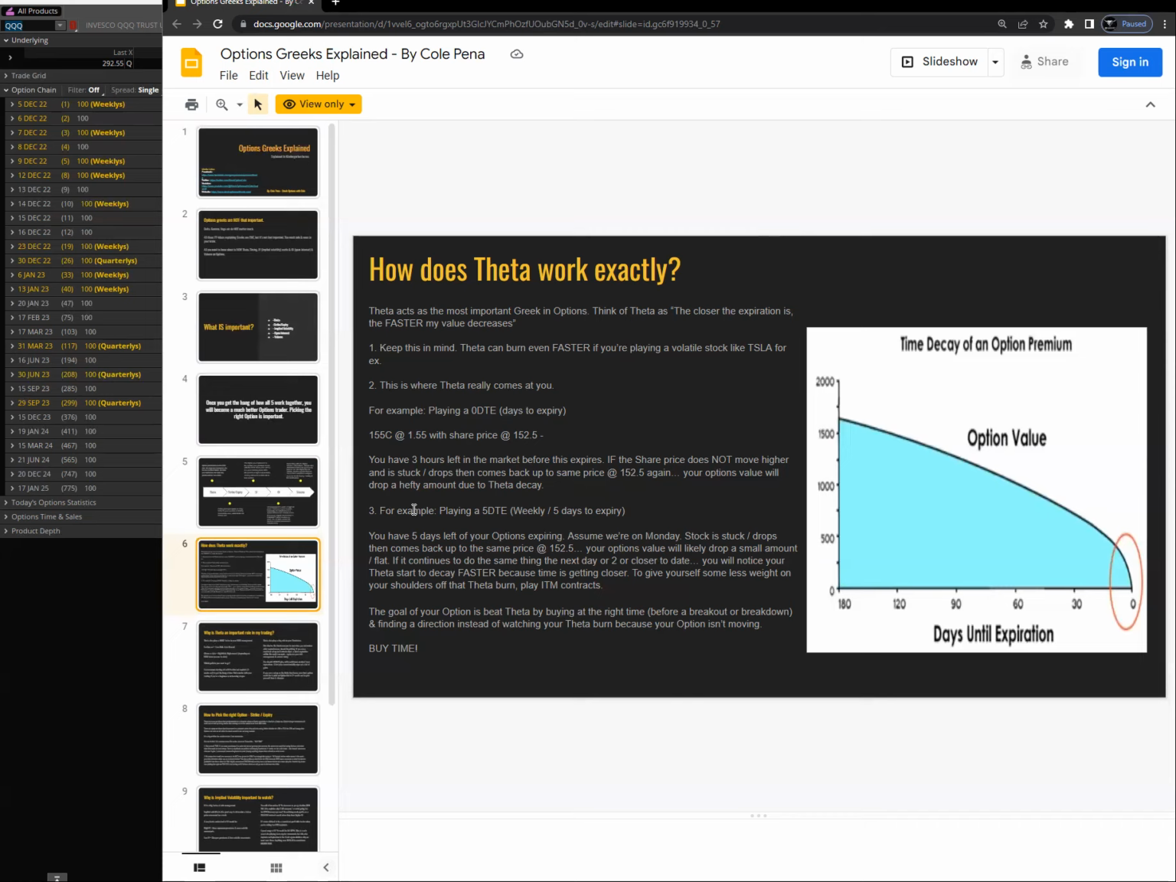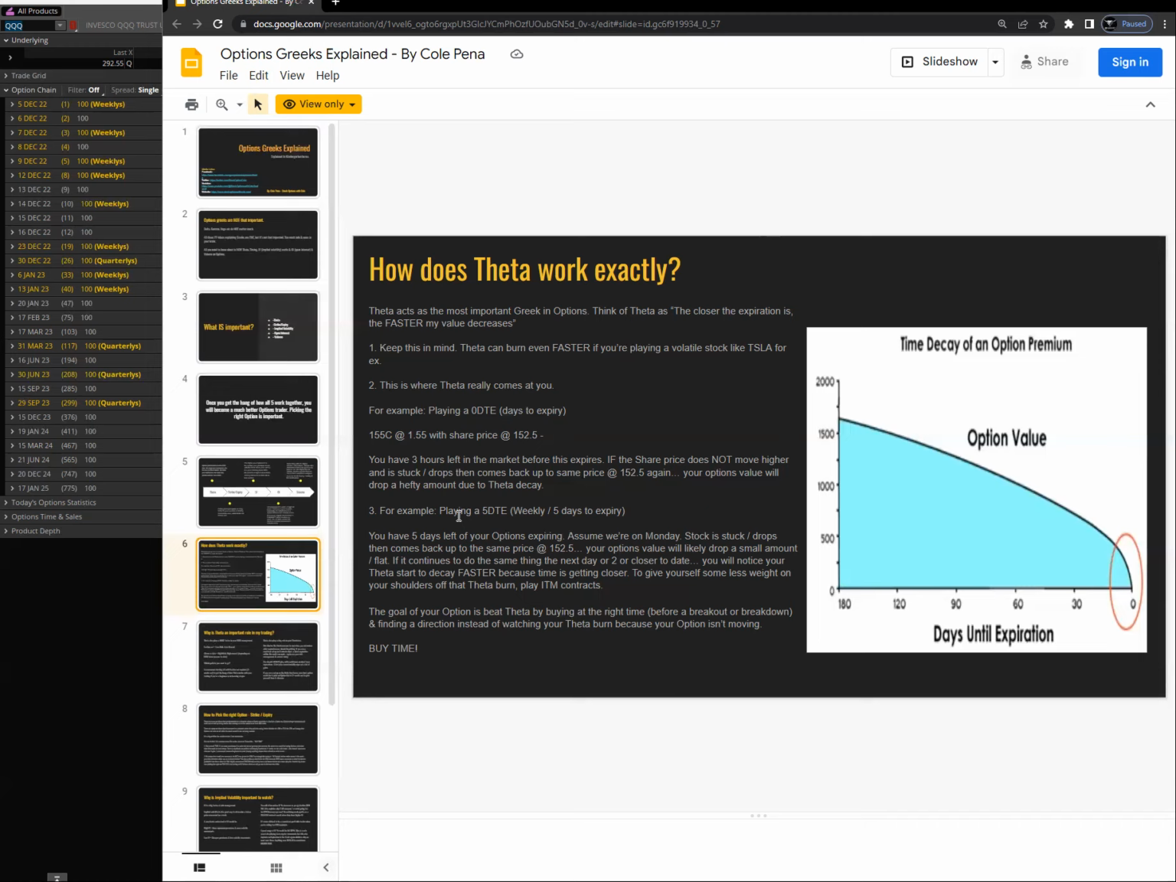Number three, for example, playing a 5 days to expiration. So let's say you're on Monday and the expiration is on Friday. That's a 5-day to expiration weekly. You have 5 days left on your option. Assume we are on Monday. The stock is stuck, or drops then comes back up to the same price of 152.50 again. Your option value will likely drop a little bit or be flat, depending on the stock. If it continues to do the same thing for the next 2 days, you will notice your theta start decaying faster because we are getting closer to the expiration.